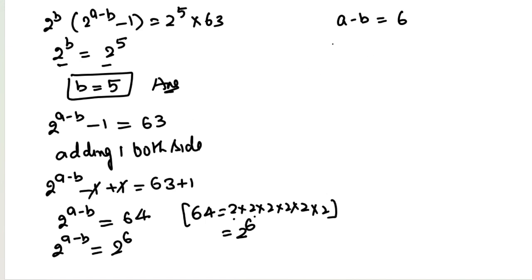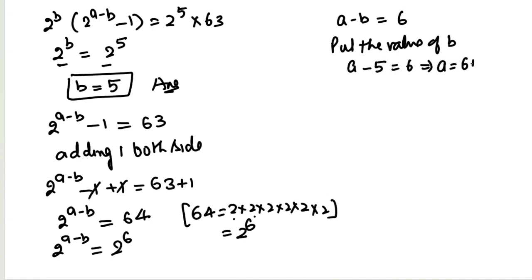Now we put the value of b. So a minus 5 equal to 6. Now a equal to 6 plus 5. So the value of a equal to 11, and b equal to 5. So the answer is b equal to 5 and a equal to 11.